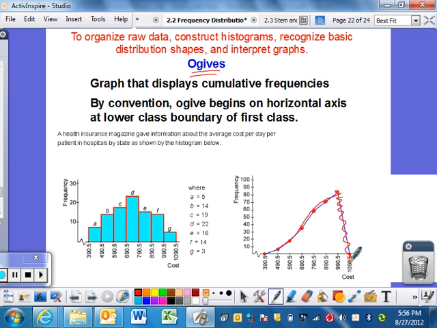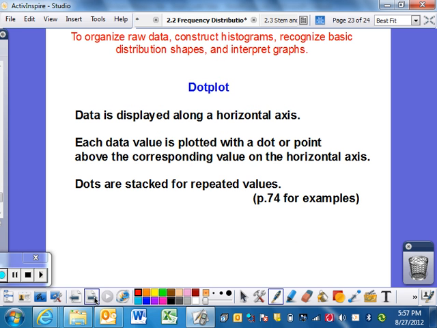You may want to sift through it. There's a lot of information that you're going to need to know for your test. The last thing that is talked about that isn't graphically shown is a dot plot. It's shown on a horizontal axis. Each data value is plotted with a dot, or maybe multiple dots, and we'll talk about this in class. They're stacked on top of each other if they're repeated. Number 74 has an example. This is a problem right in the book that we can look over in class.